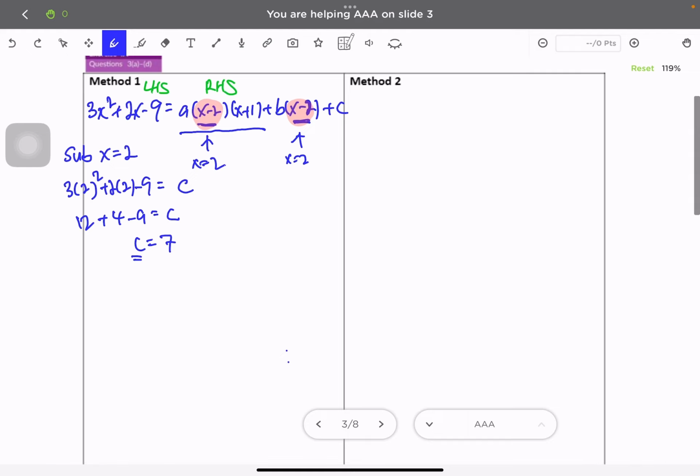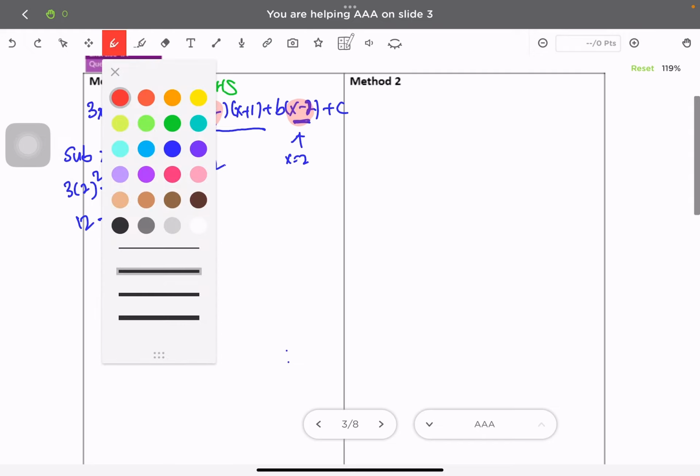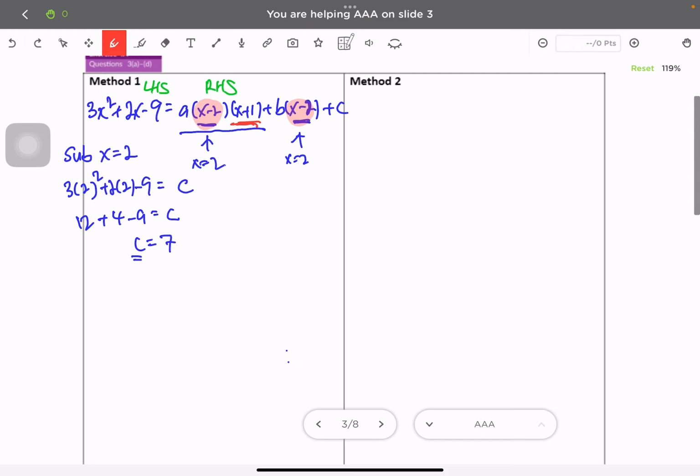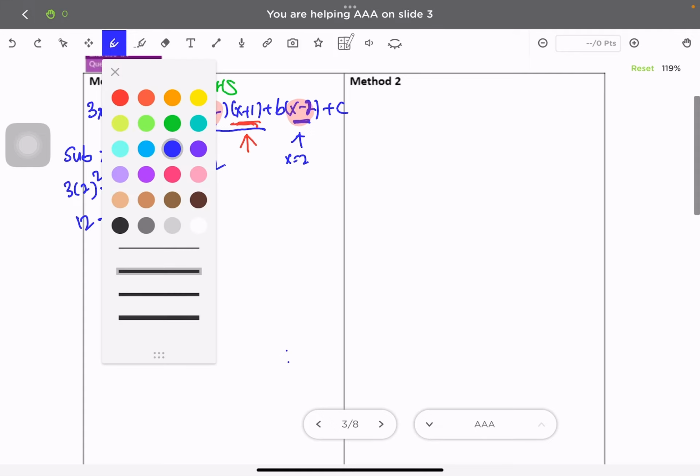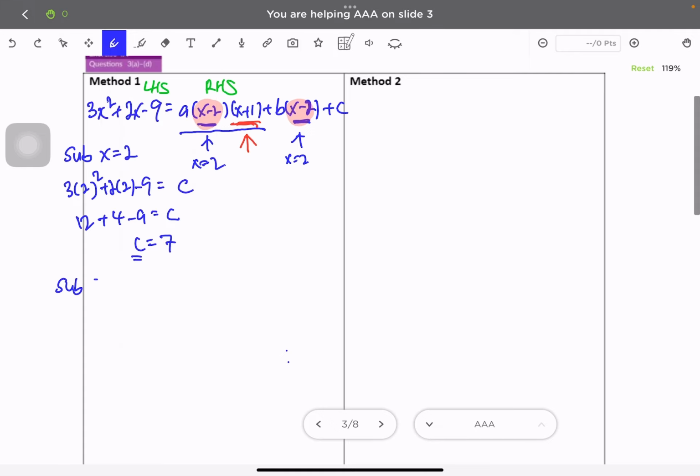Since we already know the value for c, I will now try to eliminate another unknown so that I can find either a or b. Looking at it, it's easier to find b because there is another hint here. If I substitute x equals to minus 1, I can make this term become 0, so only left with b. Therefore, I will proceed to sub x equals to minus 1 into the whole identity.